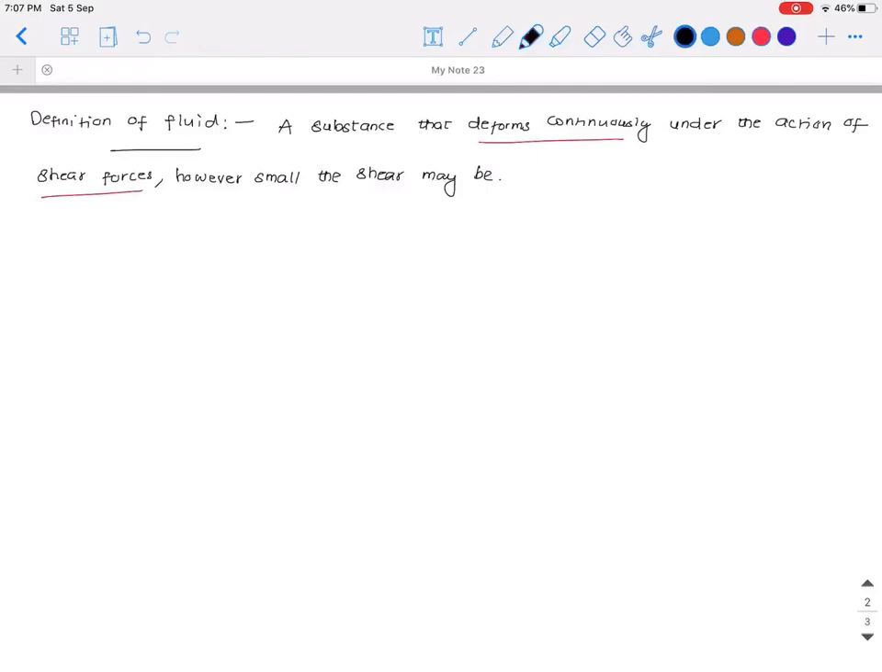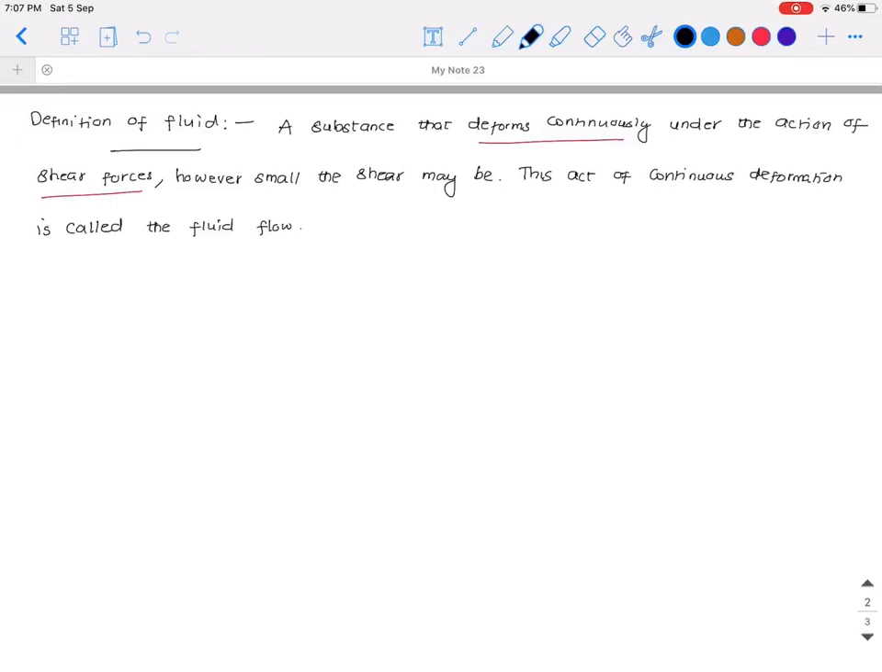Okay, and this act of continuous deformation is called the flow, the fluid flow. Okay, so when you mention a fluid is flowing, you are actually referring to this continuous deformation.